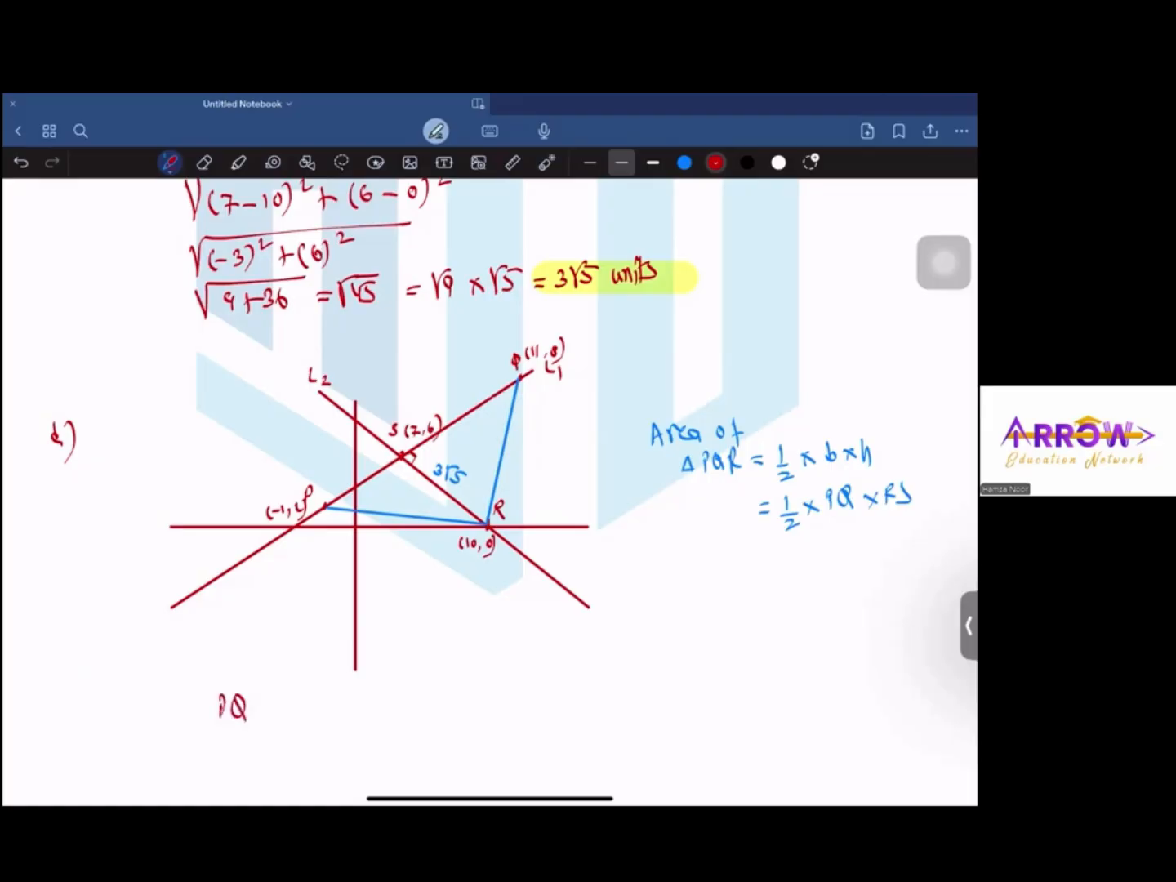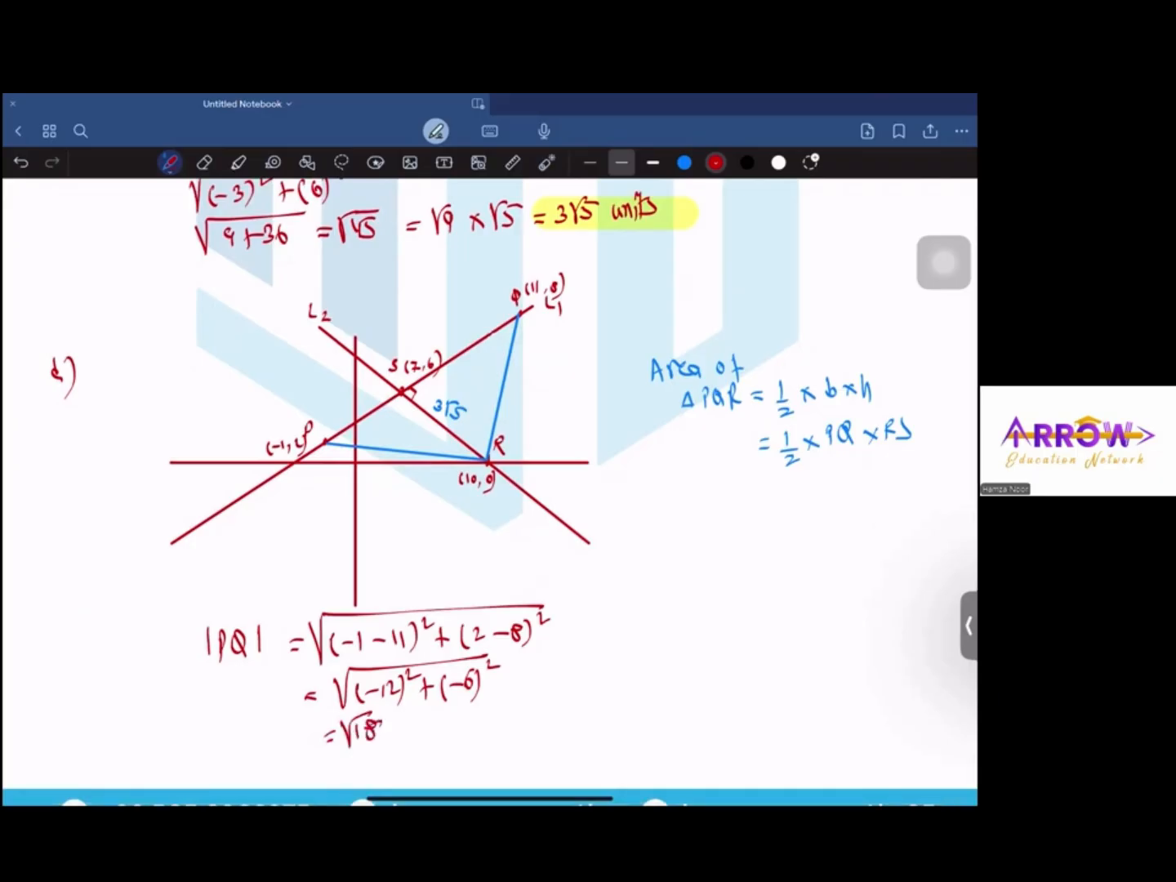Okay, so in order to find the distance between P and Q, meaning the magnitude of the line PQ, under root of x2 minus x1 whole square plus y2 minus y1 whole square, meaning -1 minus 11 whole square plus 2 minus 8 whole squared. So the magnitude of the line PQ is under root of -12 whole squared plus -6 whole squared. So 144 plus 36 inside the under root. This is under root of 180, and under root of 180 in a simplified form is 6 root 5.